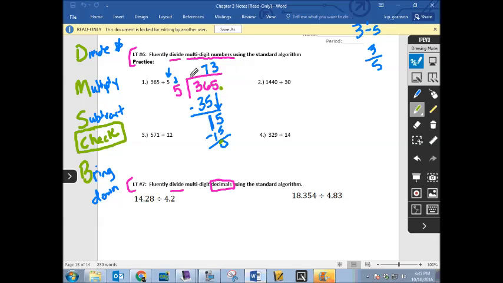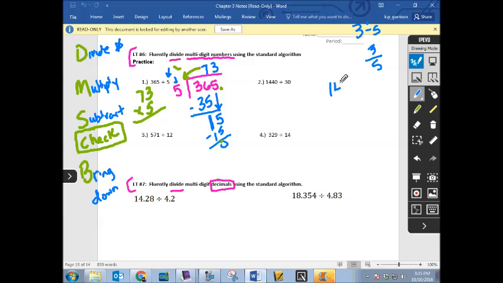Now, if I want to check my work, what I can do is 73 times 5. Shouldn't that give me 365? Hopefully you're all nodding yes at the computer screen, because absolutely it has to give you that. So that's just a little check method that you can use. Let's go to the next one here.